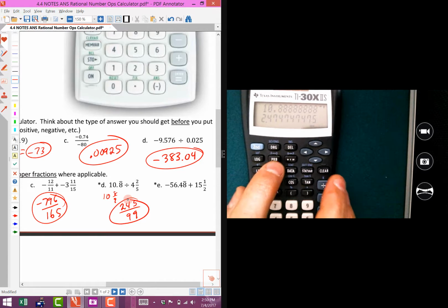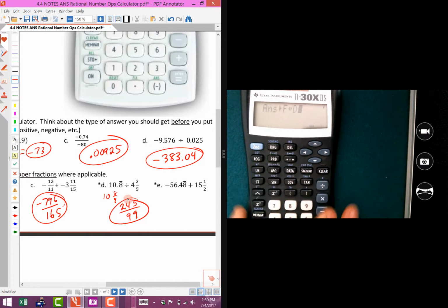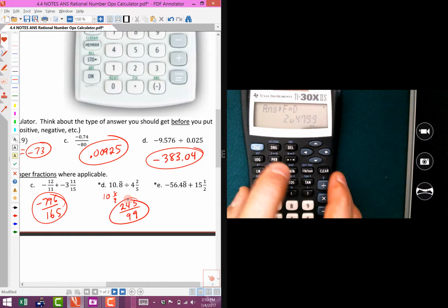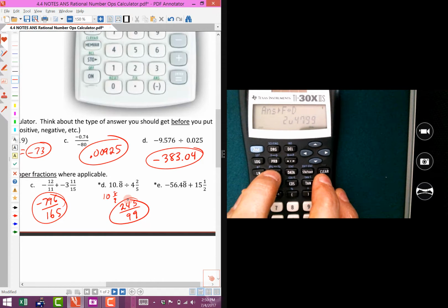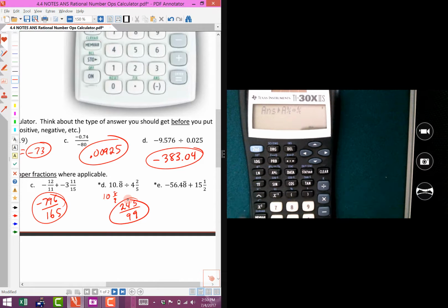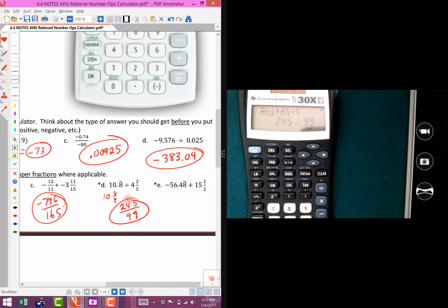Now here's the cool part. Let's change this to a decimal. So let's use that fraction to decimal key. I'm going to hit second PRB, fraction to decimal, and look what it gives us. That's the 2 and 47/99. And then I'm going to change that from a mixed number to a fraction. And there's our 245/99. So that's actually kind of cool. So we're going to do that with E. So let's take a look at E.